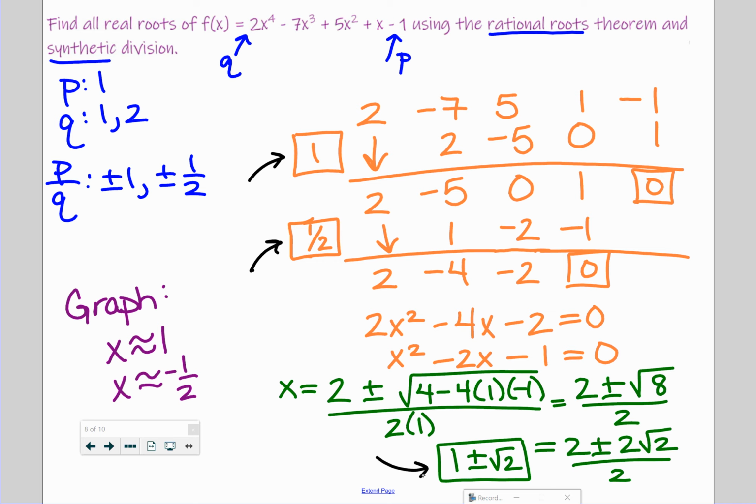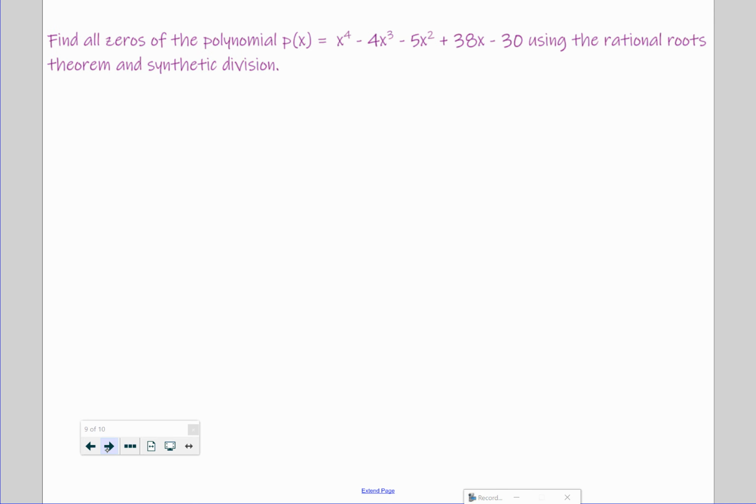Okay, let's look at the next one. It's going to be very similar. Start with your P's and Q's. P's, factors of your constant 30 here are 1, 2, 3, 5, 6, 10, 15, and 30. Q's, factors of your leading coefficient are 1.